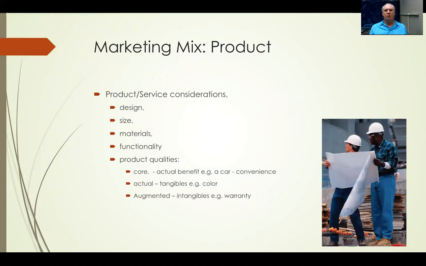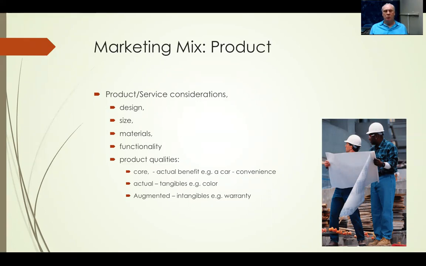Slide entitled Marketing Mix, Product. So under the product category of the marketing mix, we have the following product or service considerations. Firstly, the design of the product. Secondly, the size of the product. Third, the materials used. Fourth, the functionality of the product, in other words, how well it works.